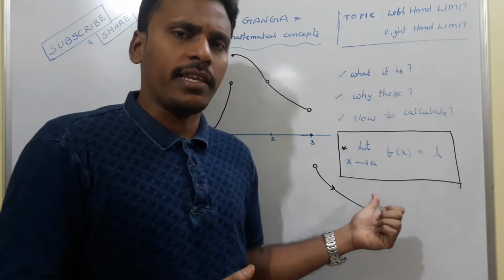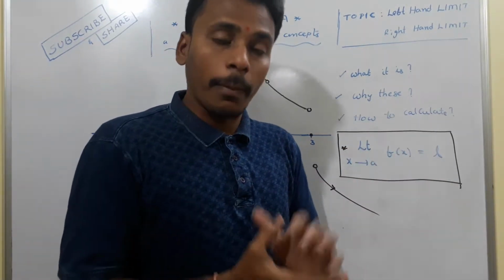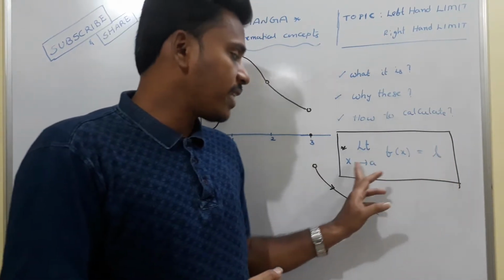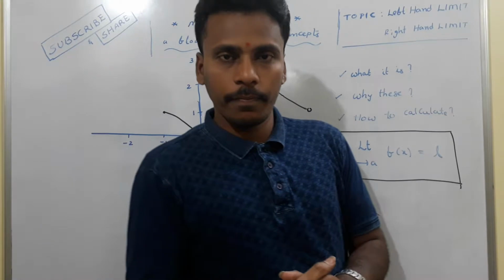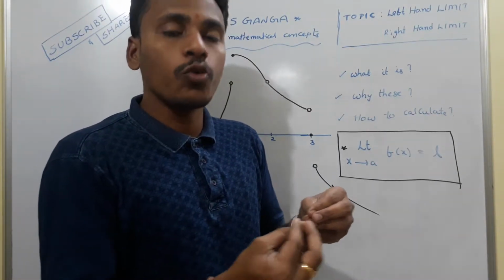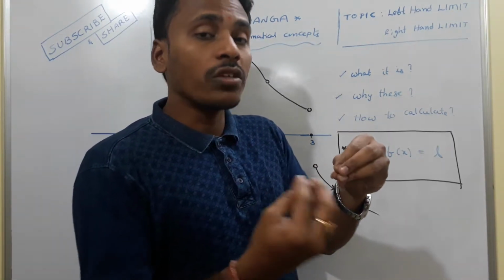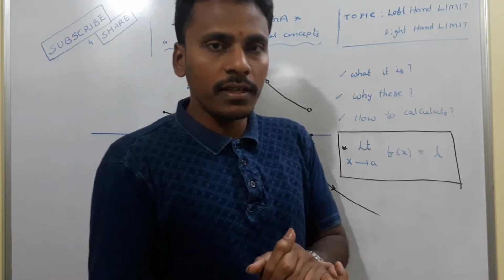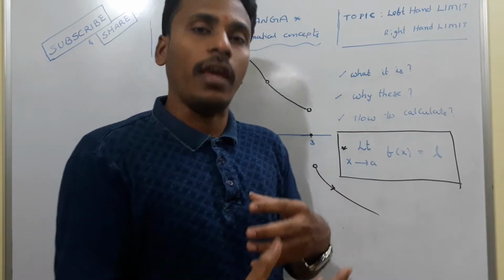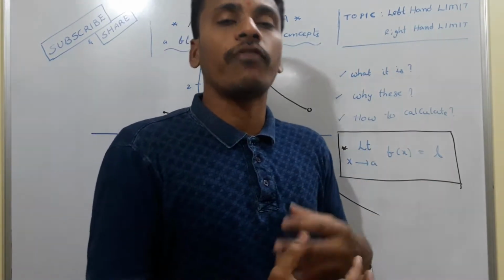See what it is explaining. Limit x tends to a f of x is equal to L means f of x is approaching L as x is approaching a. That means if f of x is very close to L, then x is in the closer region of a. If the values of x are changing in the surroundings of a, then the values of f of x are changing in the surroundings of L.